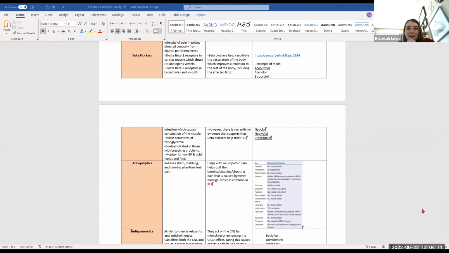I know, I was almost expecting more, but basically the main thing that beta blockers do is slow down your heart rate and dilate your blood vessels. So we were thinking maybe because they help vasodilate the vasculature of the body, it can go to that affected limb, but we weren't able to really connect that with affecting the nerves at all. And there was really no evidence that they help phantom limb pain at all. There were some studies, but really nothing was conclusive.